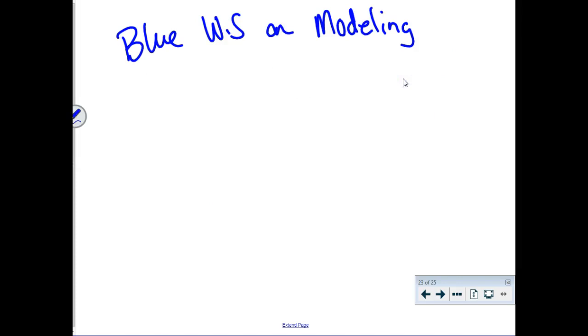All right. Blue worksheet on modeling. I would say one of the best things you guys can do to prepare for seeing modeling again on the next test, go back to your old test and fix those problems. Do both of them. Because that's very typical of what you're going to see on the test, okay? And if that means you got to come in and ask some questions, that's fine.